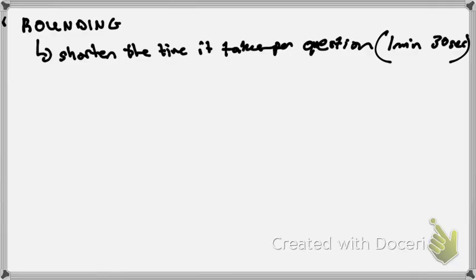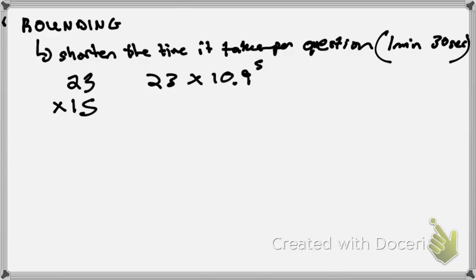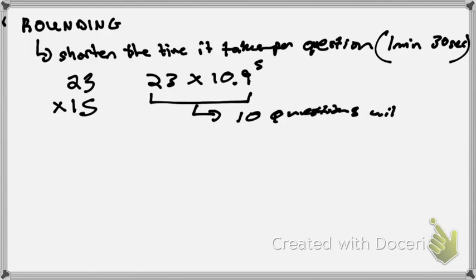If you use most of your time to calculate 23 times 15 or 23 times 10 to the fifth, then you know what? This is probably going to take you way longer to calculate than it is for you to get through 10 questions with rounding. So that's why I'm going to teach you how to round. So let's look at both of these examples.